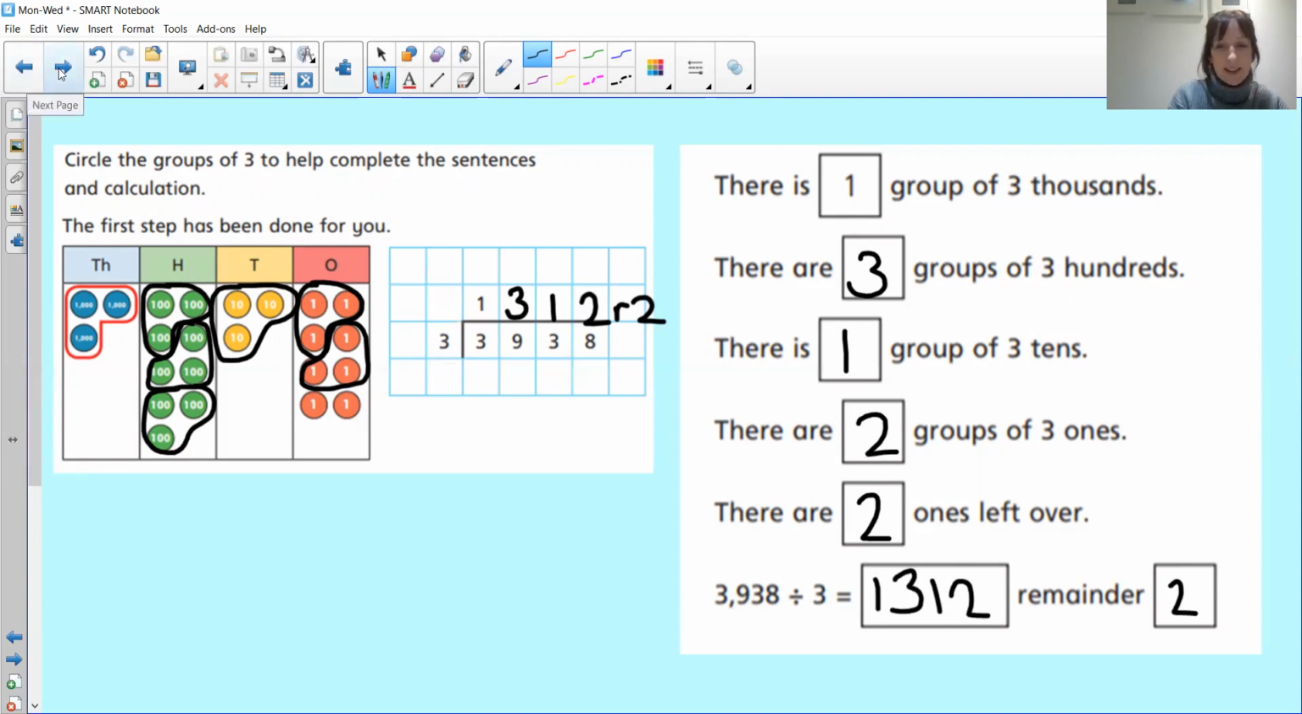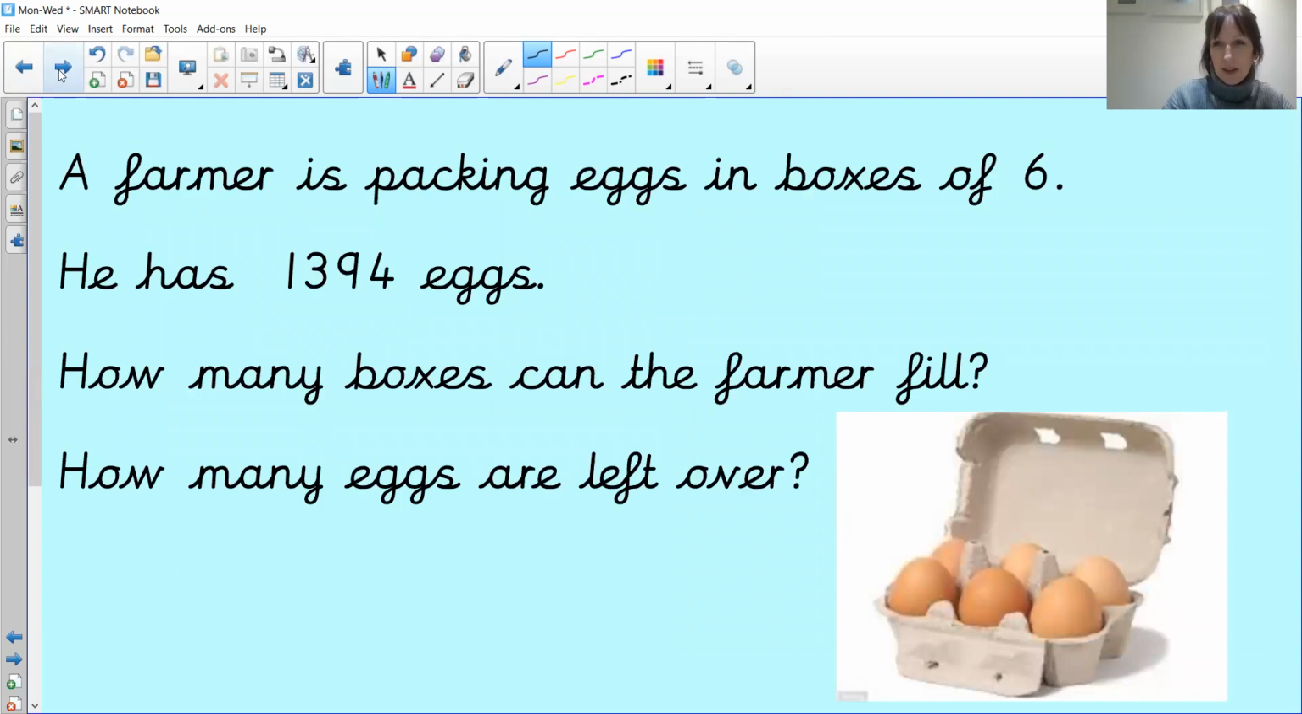Okay, let's have a go at another one. So we're going to think of our next calculation in context. So I've got a real life situation here. A farmer is packing eggs in boxes of 6. He has 1,394 eggs. How many boxes can the farmer fill? And how many eggs are left over?